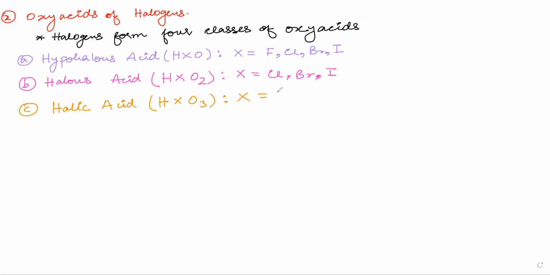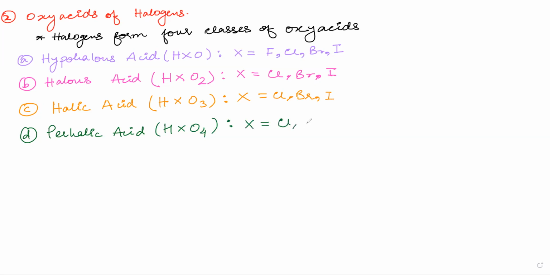You will have X equal to chlorine, bromine, or iodine. And the last one, that is D, perhalic acid. In this you will have HXO4. Here also, X can be either chlorine, bromine, or iodine. If you look at the NCERT textbook, they will say that the fluorine analogues of halous, halic, and perhalic acids cannot be made. Let us first of all write the reason for that.